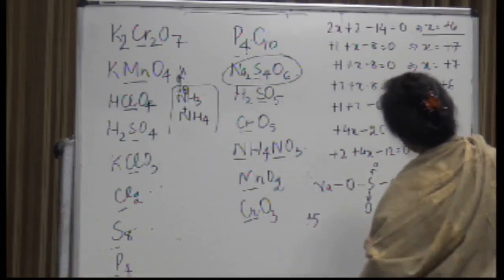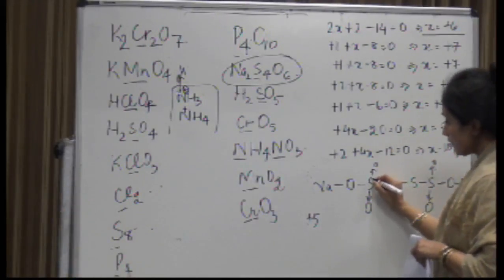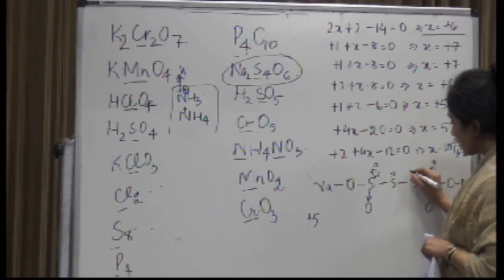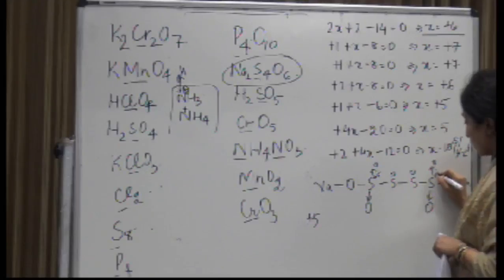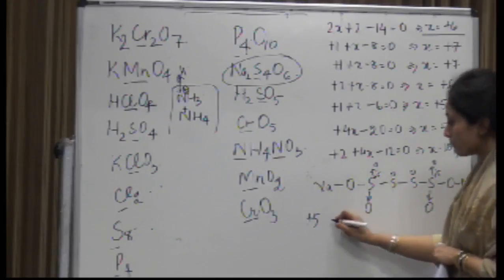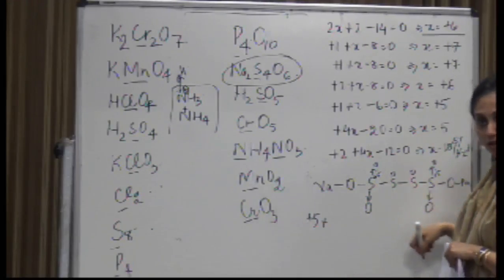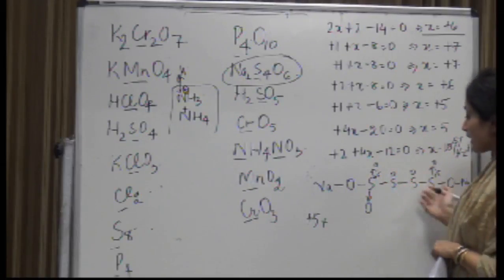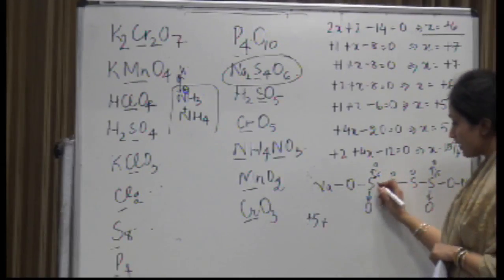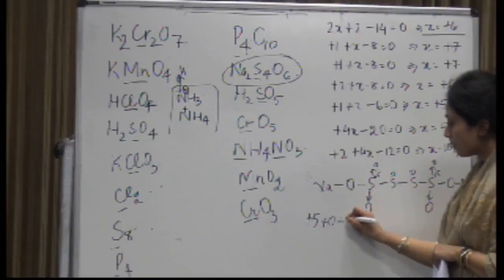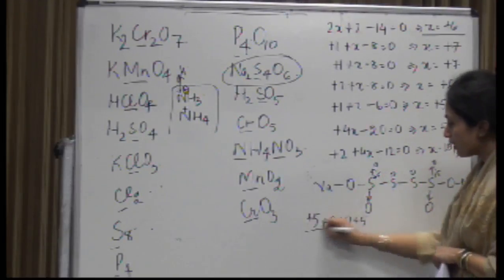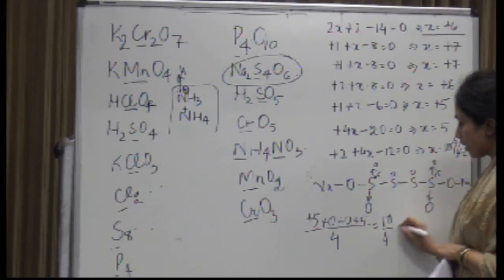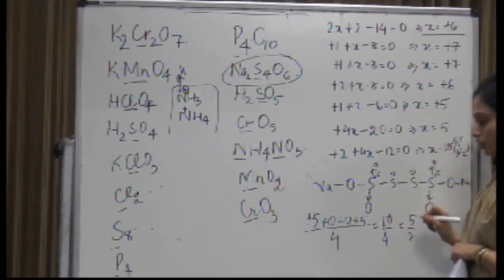So if this is the case, then look here, this is plus 5, this will be 0, this will be 0, and this will be again plus 5. So total of all the oxidation numbers divided by the total number of atoms. How many sulfurs are there? 4. So plus 5 plus 0 plus 0 plus 5 divided by 4. So it is again 10 by 4, which is 5 by 2.